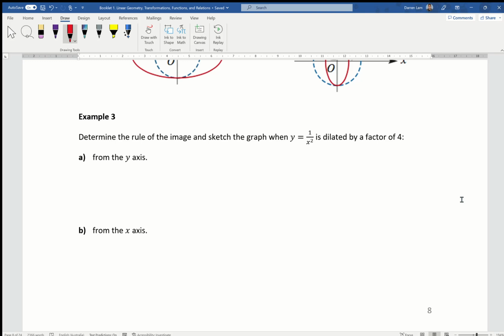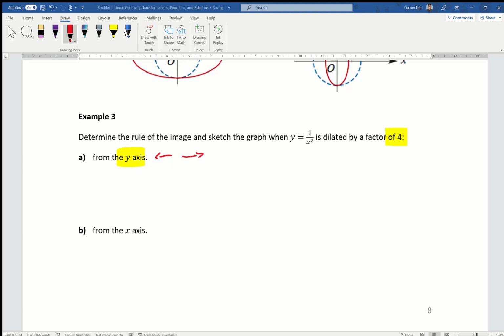Y equals 1 over x squared, dilated by a factor of 4 from the y-axis. So, dilated by a factor of 4 from the y-axis. From the y-axis, which way am I stretching it? From the y-axis. So starting from the y-axis and we're stretching it. So we stretch away and it should look like that. Okay, or along the x-axis.